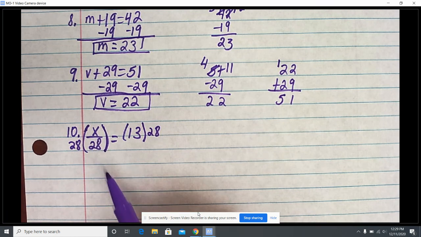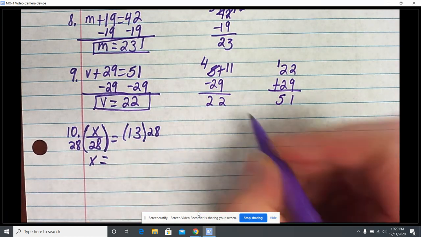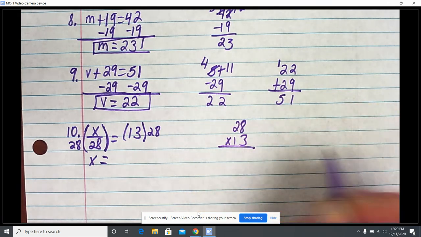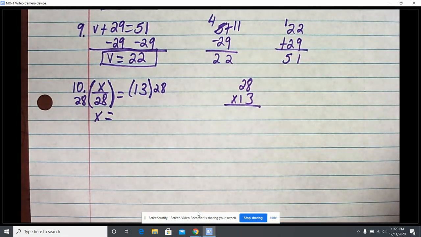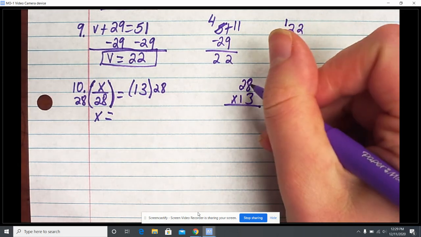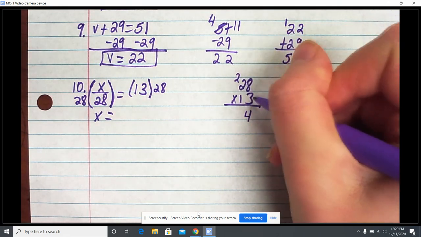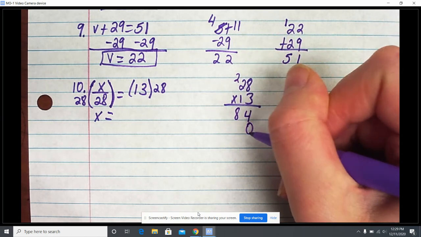So I gotta get my x by itself, so these just cancel out and leave me with x equals, now we gotta figure out 28 times 13. So I'm gonna work it out over here. I know most of y'all are gonna use the calculator, but I'm gonna work it out. So 8 times 3 is 24. Put my 2 up here. 2 times 3 is 6. Plus 2 is 8. I gotta go on the second line, put a 0.